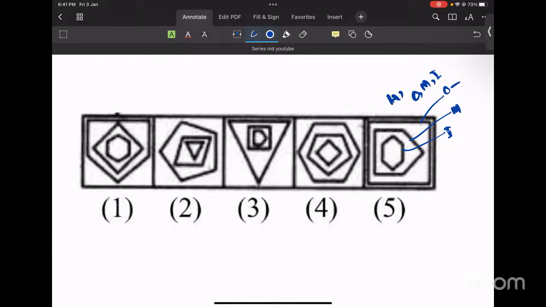4-sided outer, a 5-sided pentagon, then a hexagon. So you can find a very clear increase. Okay, very good.